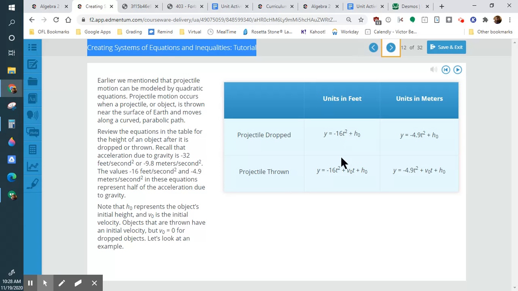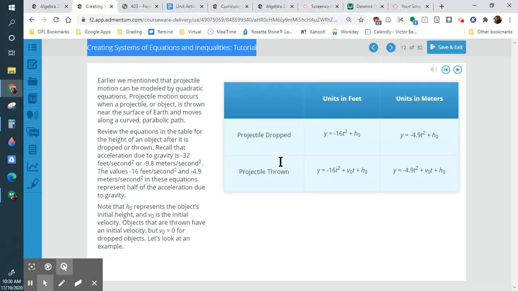So if we're talking about projectiles, I think I talked about this a little bit before, where a projectile is dropped or thrown.